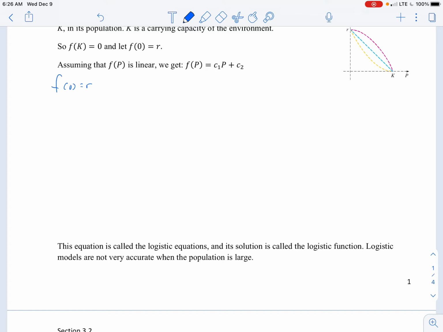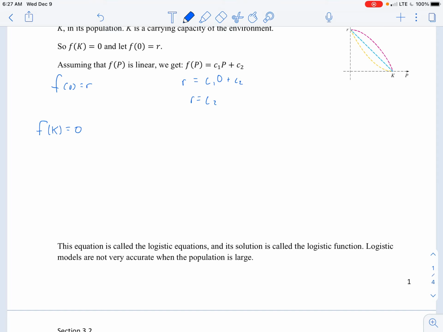And then we'll also do f of K equals 0. So substituting in, if f of 0 equals r, then we can say that r is equal to c sub 1 P plus c sub 2, where P is 0. So plugging in, that's real easy. We found what our r is. r is equal to c sub 2.